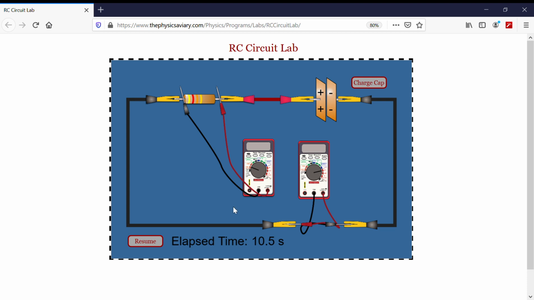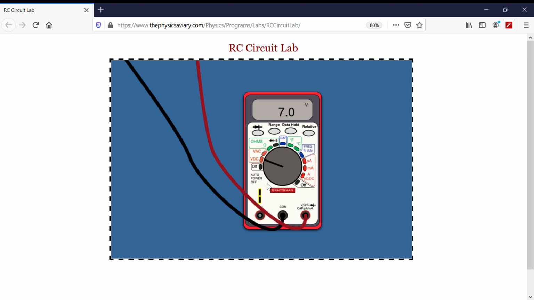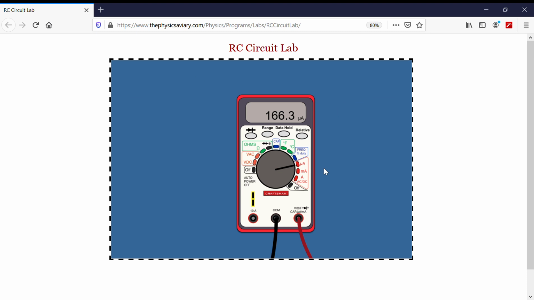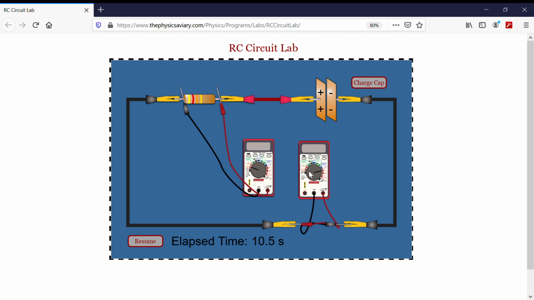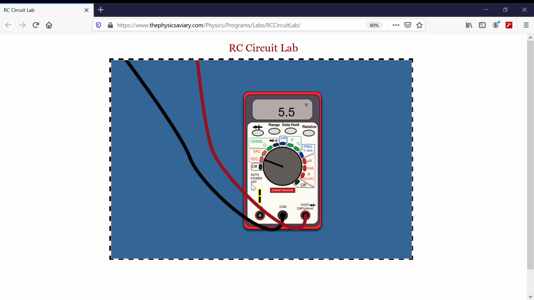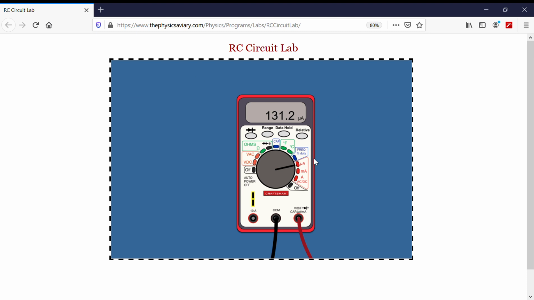So, click on the voltmeter, and I read that the voltage is 7 volts. The ammeter, the current is 166.3. Okay, good. Click on resume, and I will stop at 20. Okay. The voltage is 5.5. And the current is 131.2.